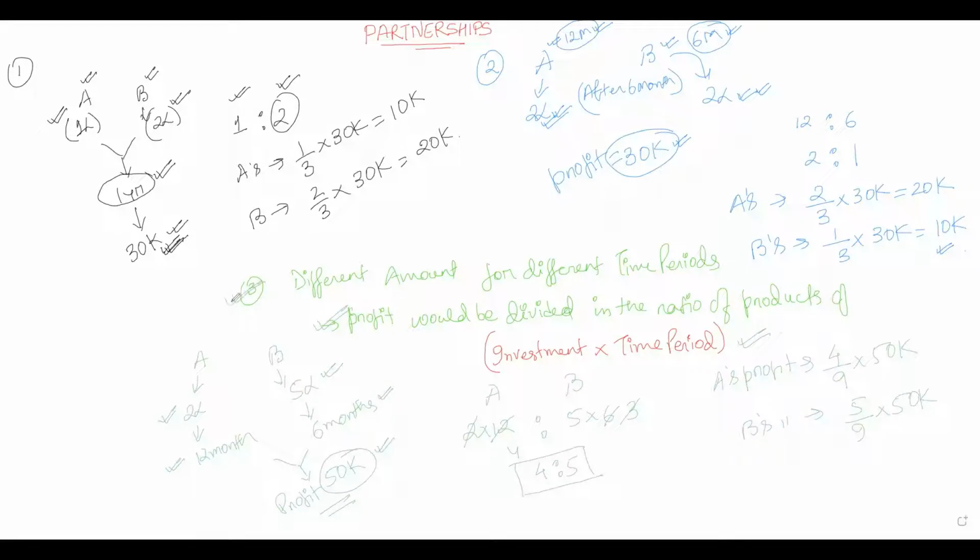So when different amounts are invested for different time periods, the profit would be simply divided in the ratio of investment times time period for each partner. Okay, so now let us start doing some questions based on the concepts that we have learned.